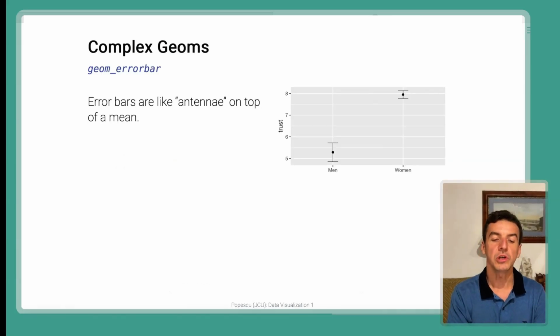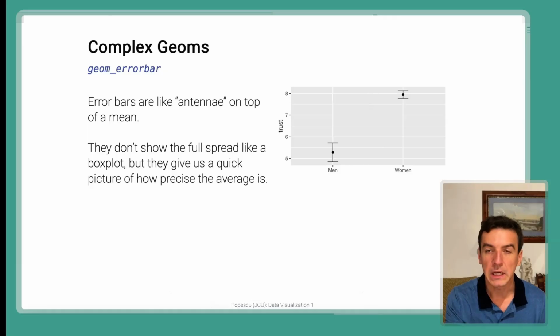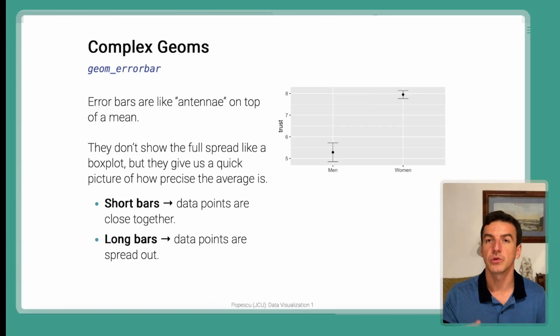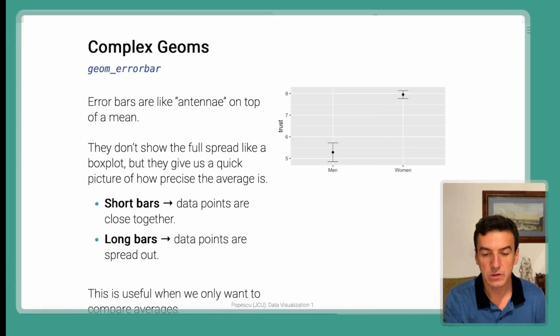Okay, geom_errorbar, another type of complex geom. Error bars are like antennae on top of a mean. They don't really show you the full distribution of the data in the way a box plot would, but they do give us a sense of how precise the average is. You could have short bars, which means the data points are much closer together, or long bars, which means the data points are much more spread out. These could be useful when we want to compare averages.